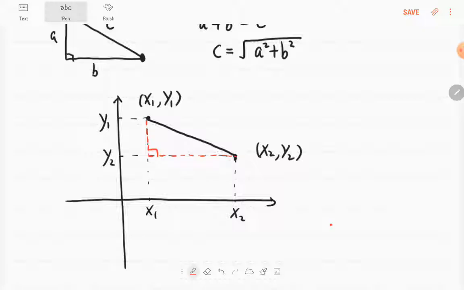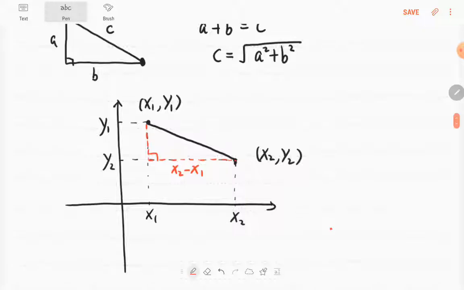So the length for this part is x2 minus x1, right? Of course, if you're not sure which of x2 and x1 is bigger, you can just use the absolute value. But it doesn't matter, because at last we will square it. We don't care about its being positive or negative. And this one is y1 minus y2, right? So this is our D.